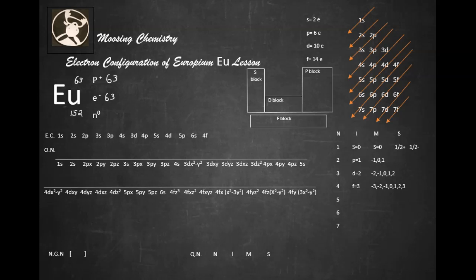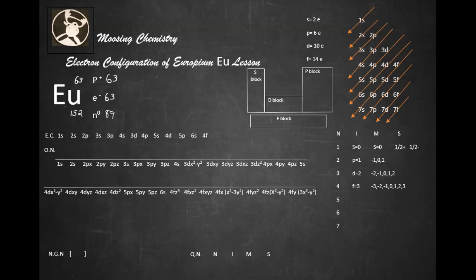And to find the number of neutrons, all we do is subtract: AMU minus protons equals neutrons. Pretty simple. So you go 152 minus 63, and you get 89. We have 89 neutrons. So go ahead and take care of that.